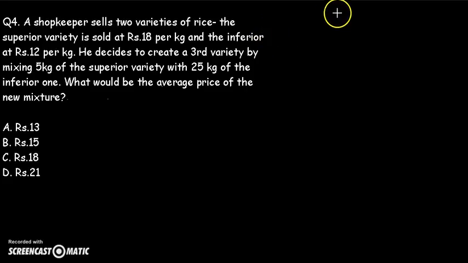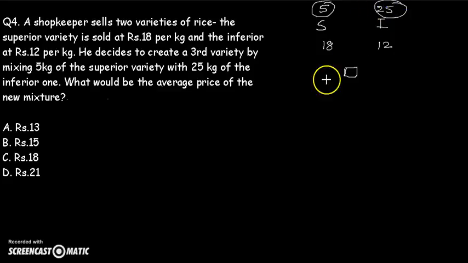So we have a superior variety and an inferior one. Our rates are 18 rupees per kg and 12 rupees per kg. We have to find out what would be the average price when we mix them in such a way that 5 kg of superior rice is mixed with 25 kg of the inferior rice.